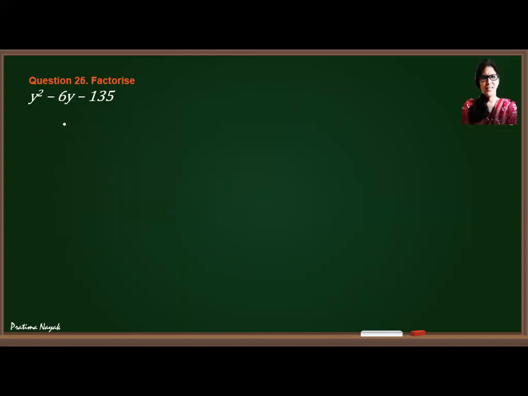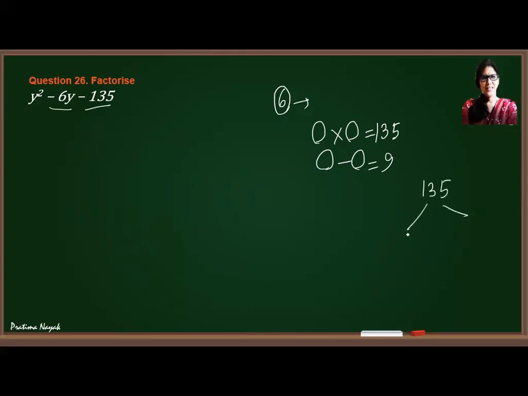Question number 26. y square minus 6y minus 135. So you have to split 6 into two numbers that multiply to 135, and when subtracted give you 6. How much will it be? 135. You will go 15. Okay, it is 6. Then it will be simple.